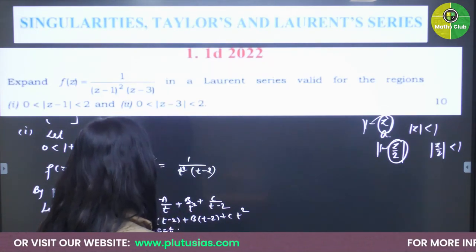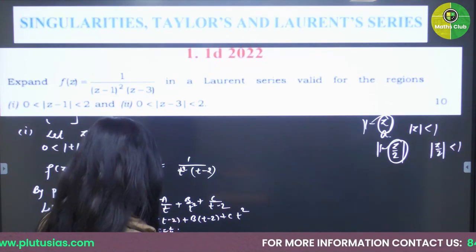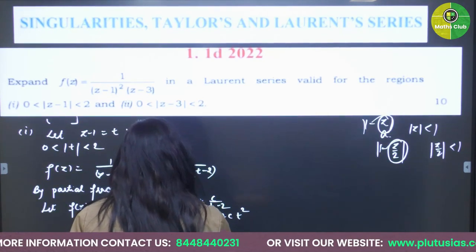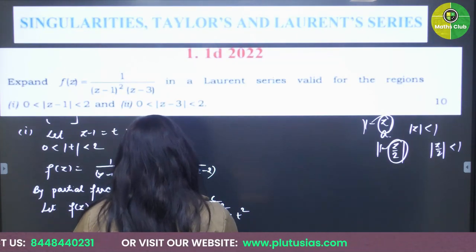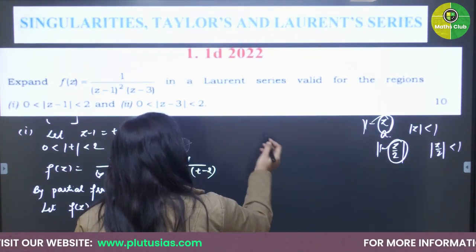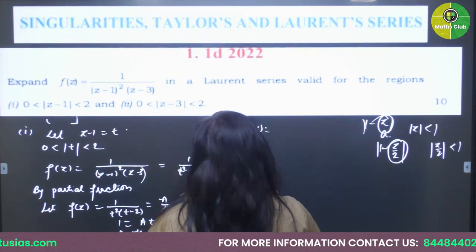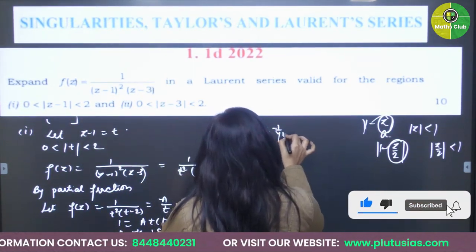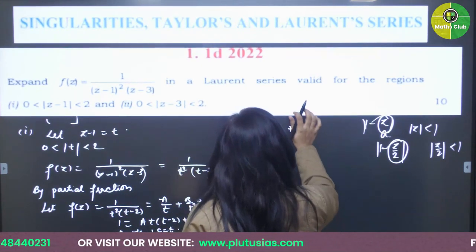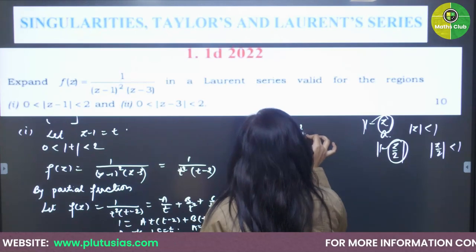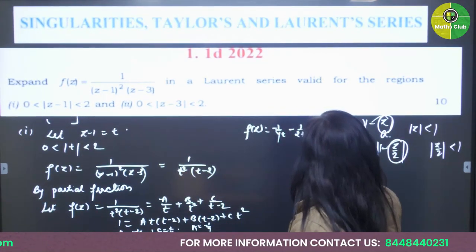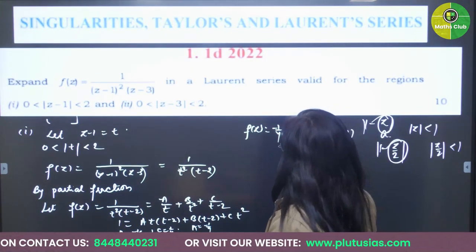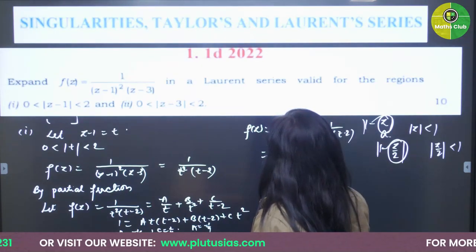That gives two of them. For a, what can you do? Compare the powers of t square. Comparing the t square coefficients, a plus c would be equal to 0, and hence a would be equal to minus c, which means minus 1 by 4. So our f(z) turns out to be a, that is minus 1 by 4 t, plus b, minus 1 by 2 t square, and then c, 1 by 4 (t minus 2). These first two terms are already expanded; we do not need to do anything, as they are already in powers of t.